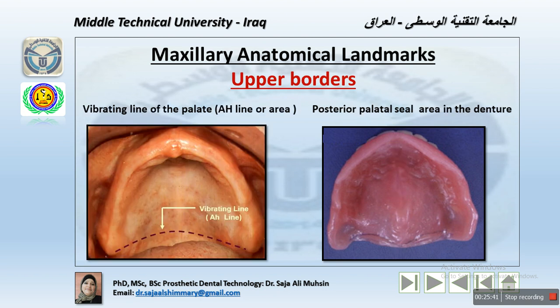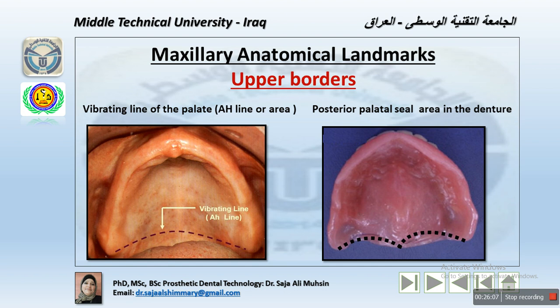Now, the vibrating line of the palate, which is called the AH line or area. This is the posterior palatal seal area in the denture. Of course, this is a line or an area, depending on the type of the palate of the patient. Sometimes this is like a line, or it's an area to be created like a butterfly area.